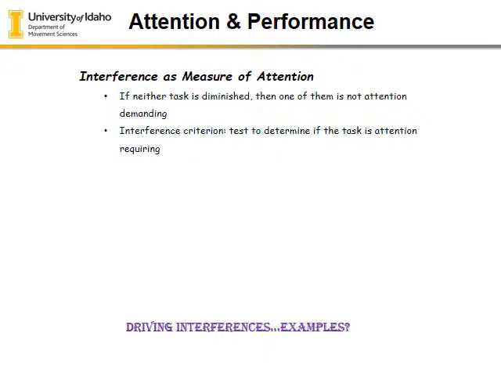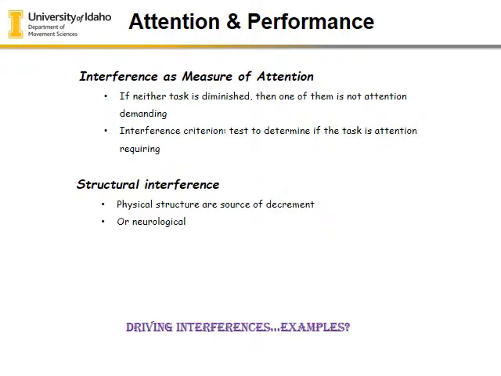So this interference criterion is a test that determines if one task requires attention, and typically you do this by creating a task, imposing that task, and seeing if the main task is diminished because of that included task. And if it causes diminishment of performance, then you call that new task an interfering task, because it requires attention, and therefore it's imposing on the capacity of your attention.